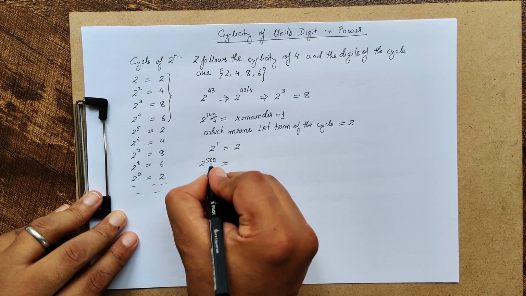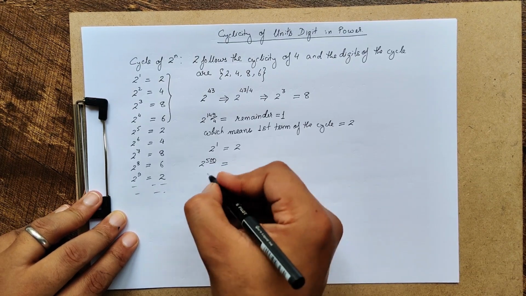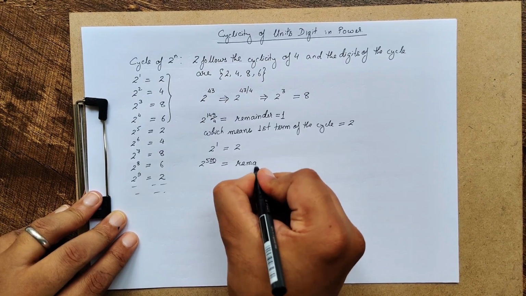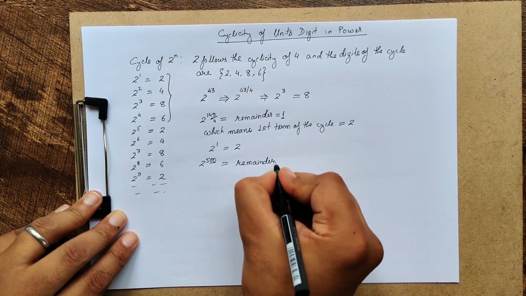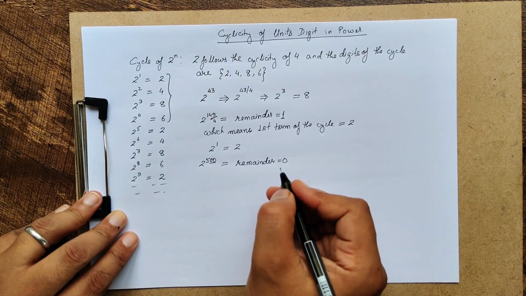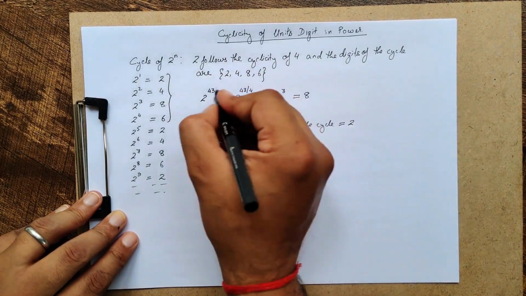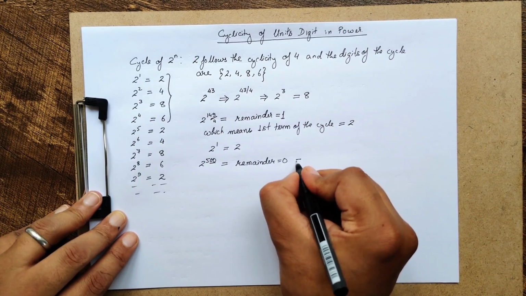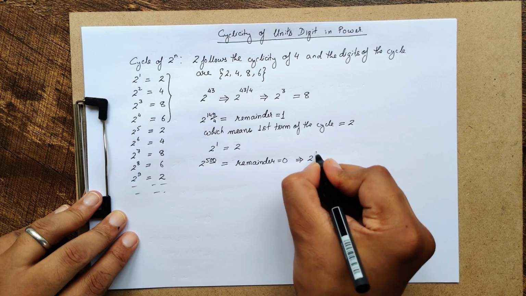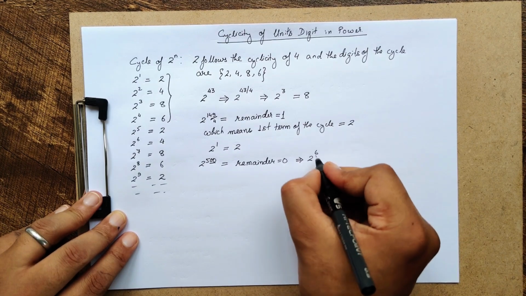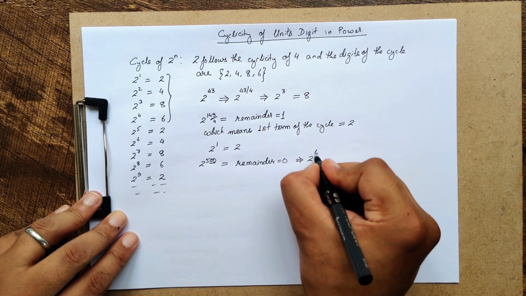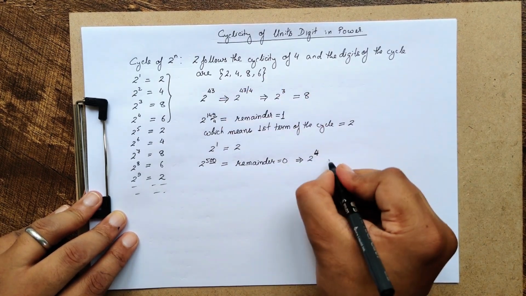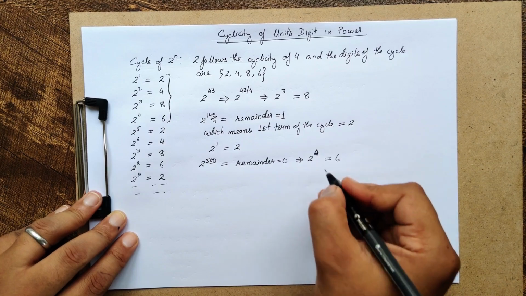Now let's say 2 to the power 500. Again, we just need to divide the last two digits. So the last two digits are 00. So we know that it is perfectly divisible by 4. So the remainder is 0. Hence, the last term of the cycle. So the last term of the cycle is 6. We can also write it as 2 to the power 4, the last term of the cycle, and we know that the last term of the cycle is 6. So the answer will be 6.